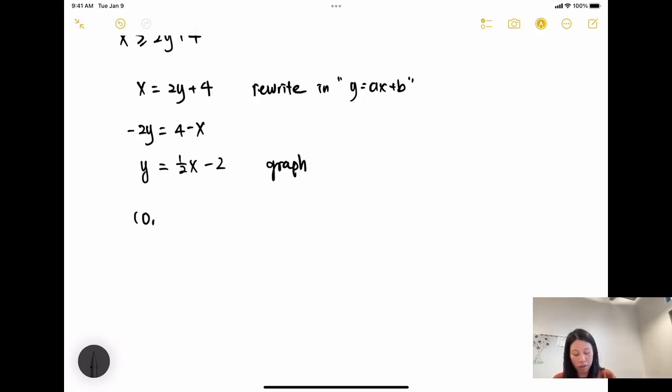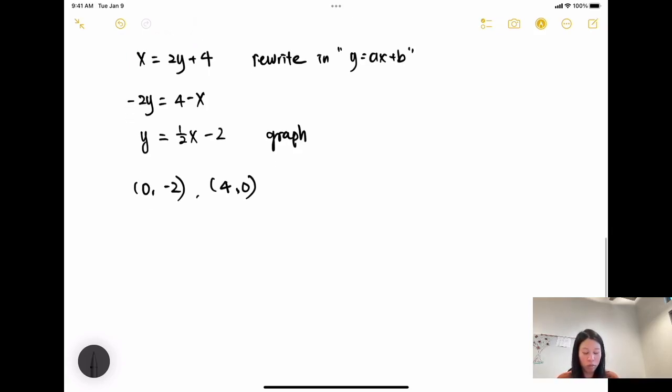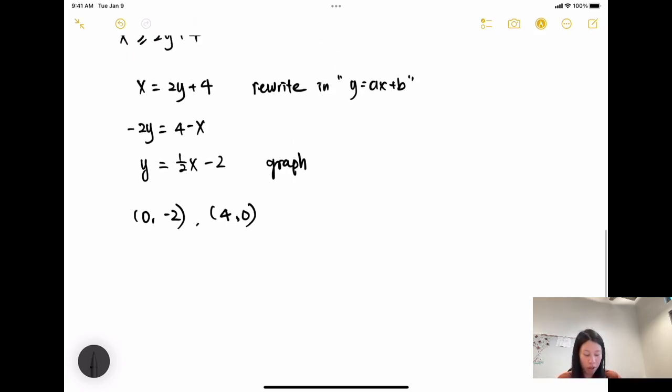So the first one, I will pick 0 and negative 2 because this is our y-intercept. The second point you could pick x equals 2, because 1/2 times 2 will give you a whole number. Or you can pick 4, because 1/2 times 4 gives you a whole number. Okay, so now we can graph it.